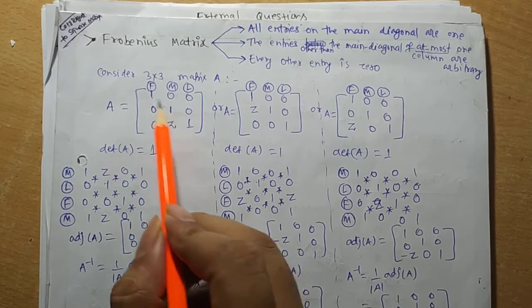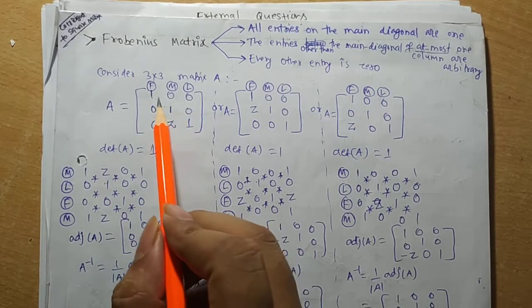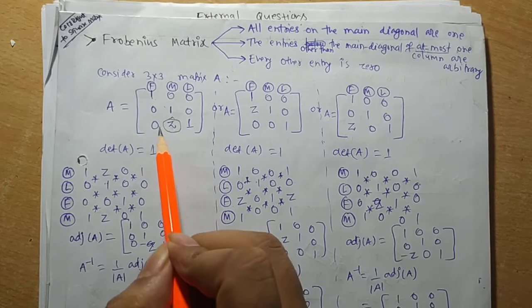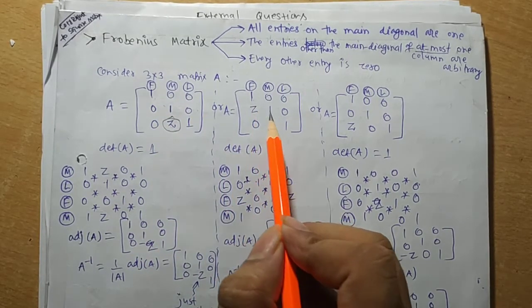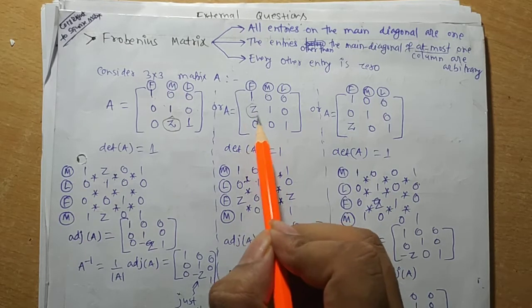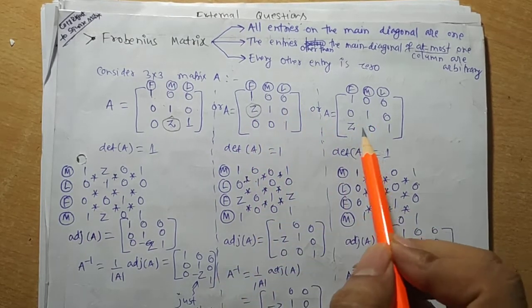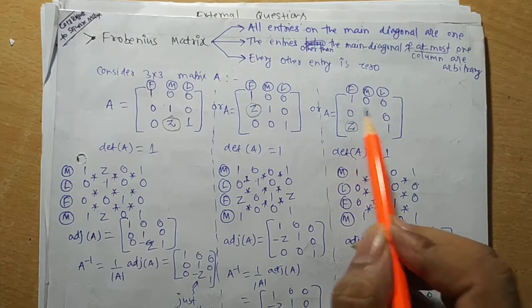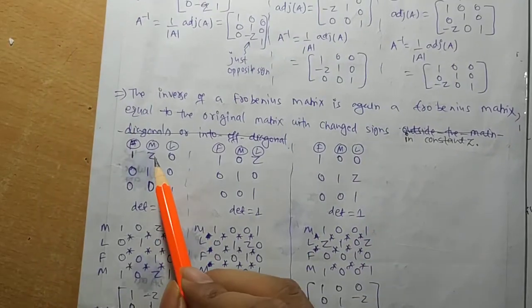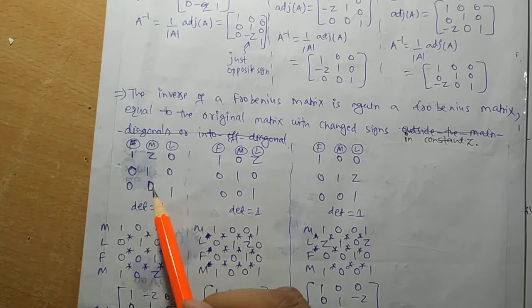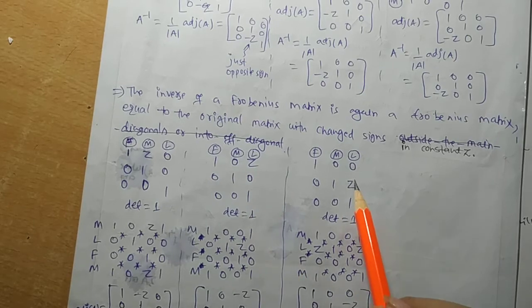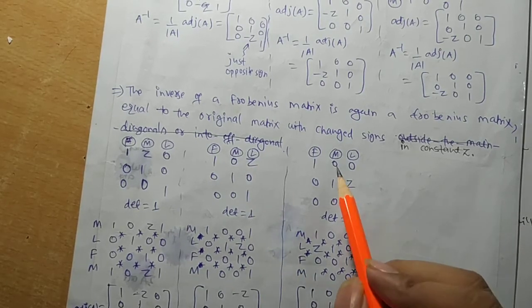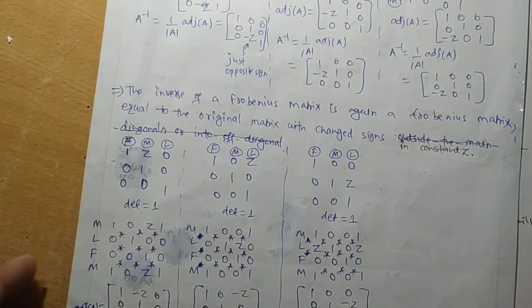This is 1, 1, 1, this is fixed, and one other entry is arbitrary and all others are 0. Similarly, 1, 1, 1 and one other entry is arbitrary and all others are 0. Similarly, here, and here, and here, one entry is arbitrary and all others are 0. Similarly, all the possible cases. There are 6 cases of the Frobenius matrix.